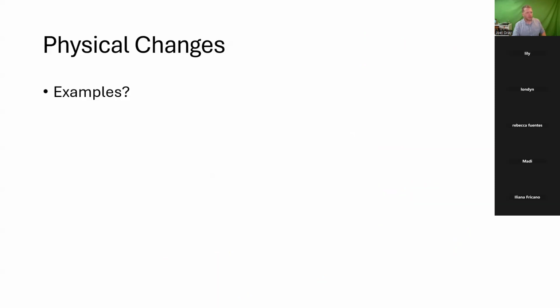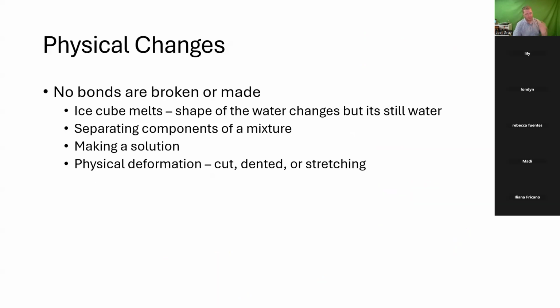Okay. Next up, physical changes. No bonds are broken or made. When an ice cube melts, the shape of the water changes, but it's still water. Another physical change is separating components of a mixture.